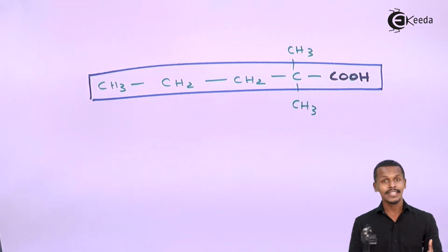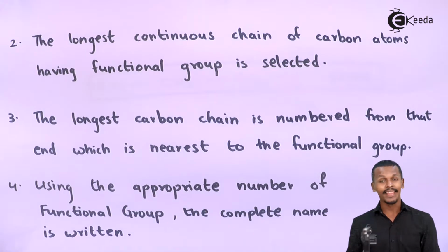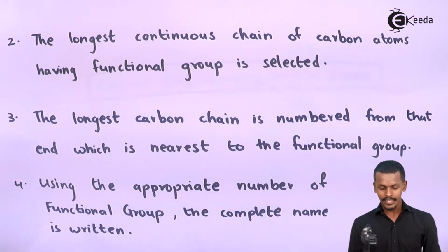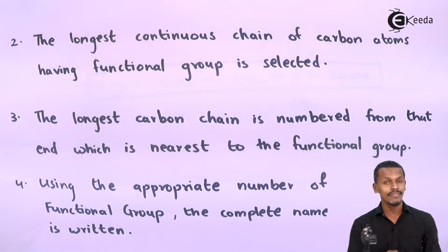And now let us understand the next point mentioned over here, and that is that the longest carbon chain is numbered from that end which is nearest to the functional group.